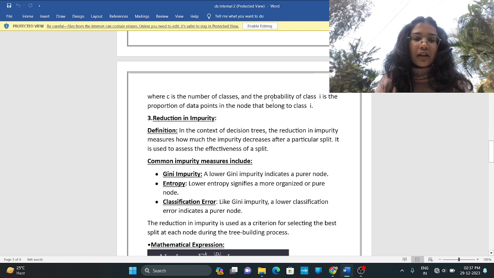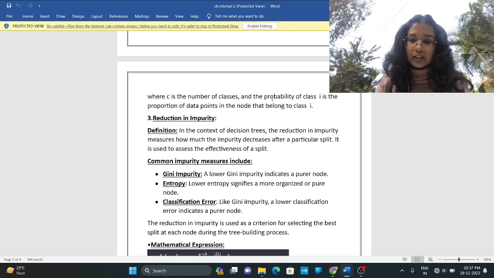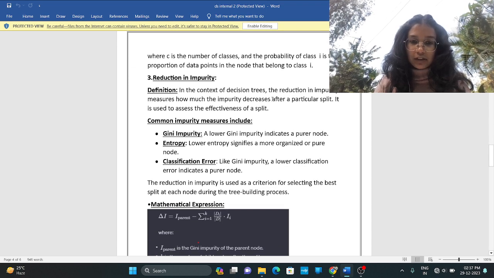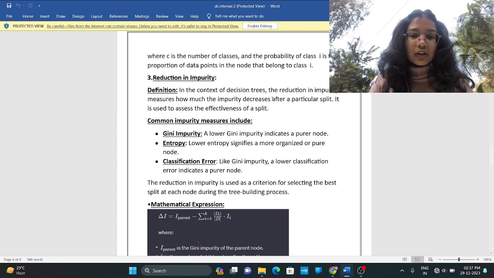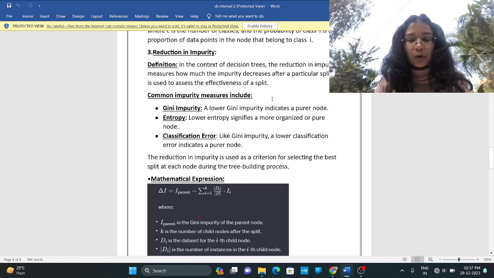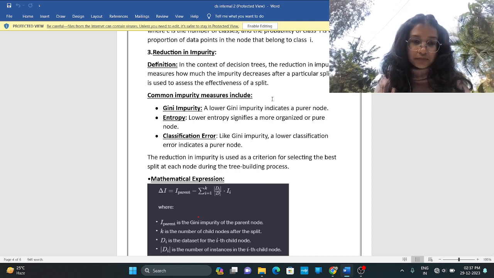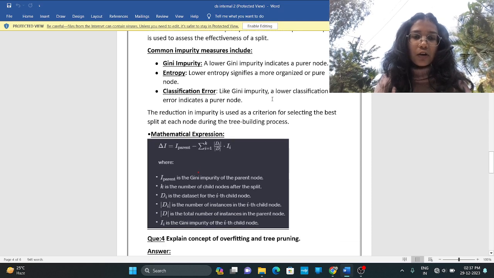Third, reduction in impurity. Definition. In the context of decision trees, the reduction in impurity measures how much the impurity decreases after a particular split. It is used to assess the effectiveness of a split. Common impurity measures include Gini impurity. A lower Gini impurity indicates a pure node. Entropy. Lower entropy signifies a more organized or pure node. Classification error. Like Gini impurity, a lower classification error indicates a purer node.